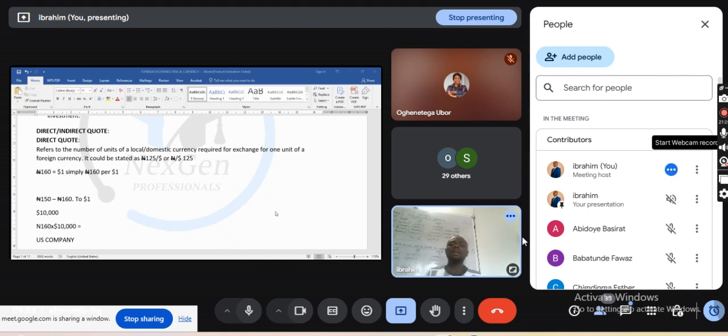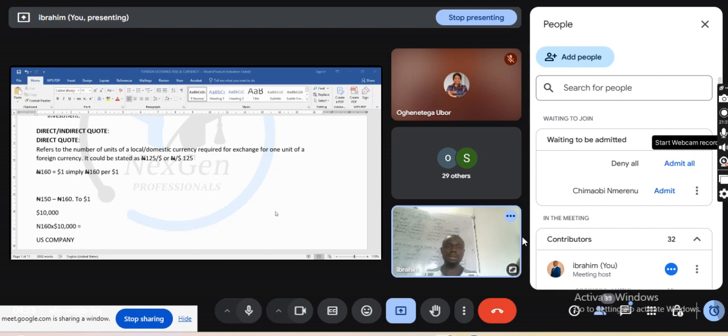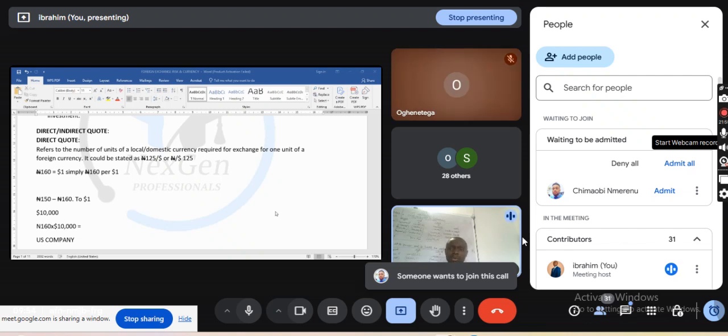It means that if you want to buy goods overseas, let's say the goods are worth $10,000, class. If it is $10,000 and you want to convert those goods to naira, what is the conversion? You that want to convert, your company is Nigerian. You are the one that wants to buy or sell, so it's a domestic currency.